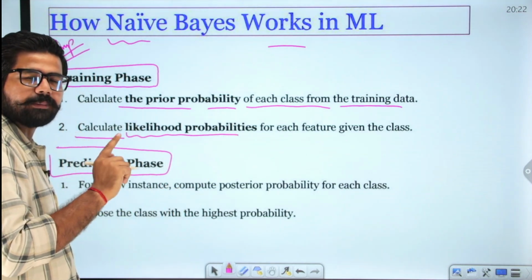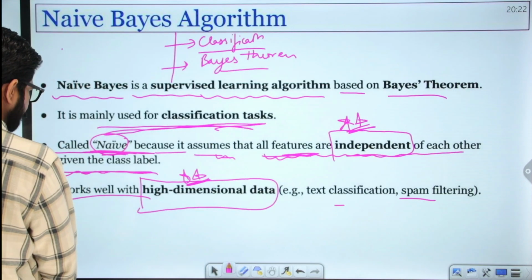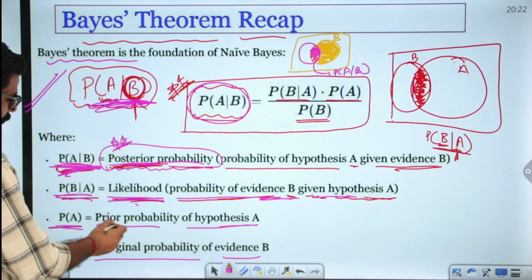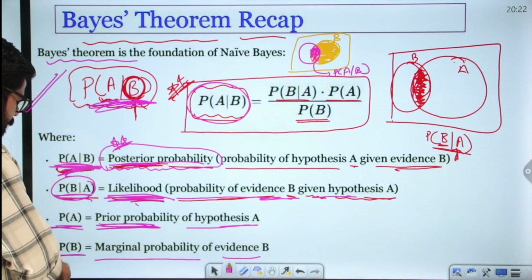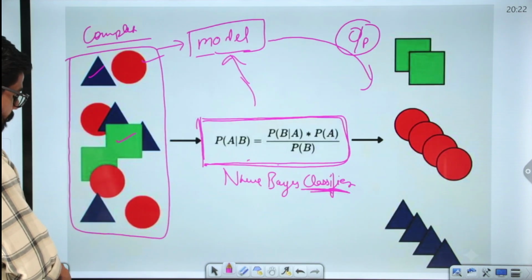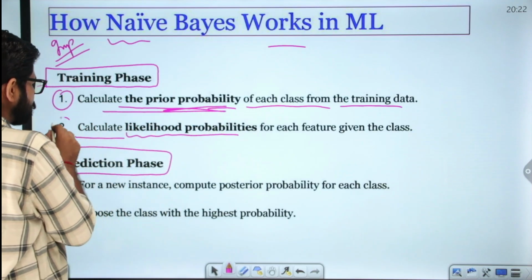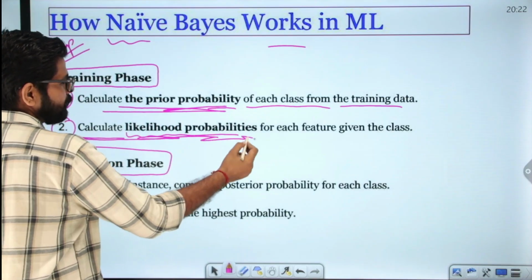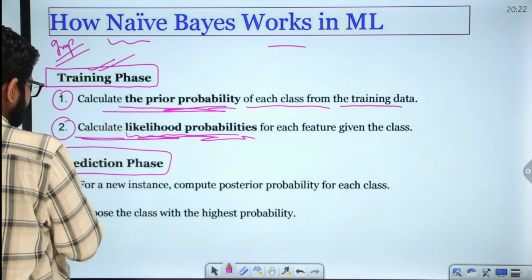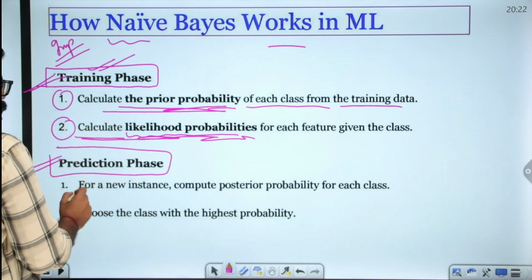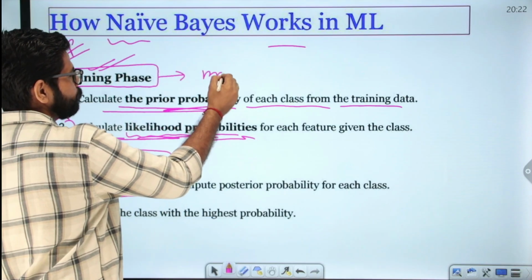I hope now you are able to relate what the likelihood probability is and what the prior probability is. I can go back to the previous slide so that you can easily recall that these are the prior probabilities and these are the likelihood probabilities. P of B given A is nothing but the likelihood probability. So in the first step, you calculate the prior probability, and in the second step, you calculate the likelihood probability for each feature given in this particular class. So this is your training phase. Second is your prediction phase. In this initial training phase, you train your model.